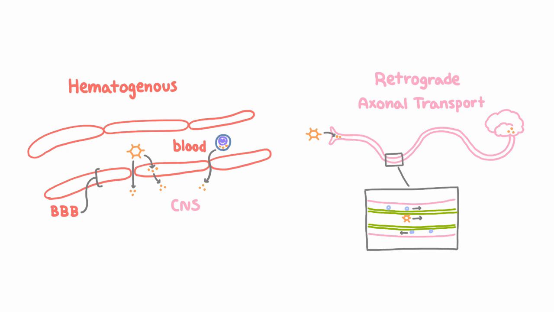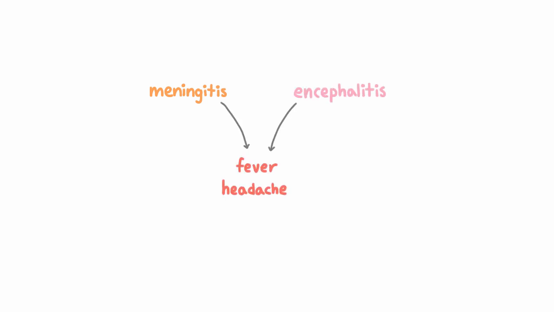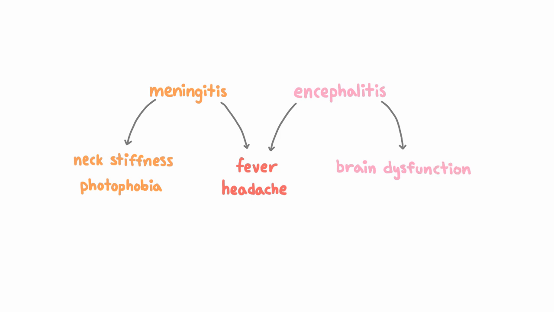Now, once viruses get into the CNS, what symptoms do they cause? Well, both meningitis and encephalitis can cause fever and headache, and there's definitely a lot of overlap between these two syndromes. But viral meningitis may or may not cause meningeal signs like neck stiffness and photophobia, whereas in encephalitis, there should be some kind of brain dysfunction, maybe altered consciousness, confusion, bizarre behavior, seizures, weakness. There are a lot of possible manifestations.